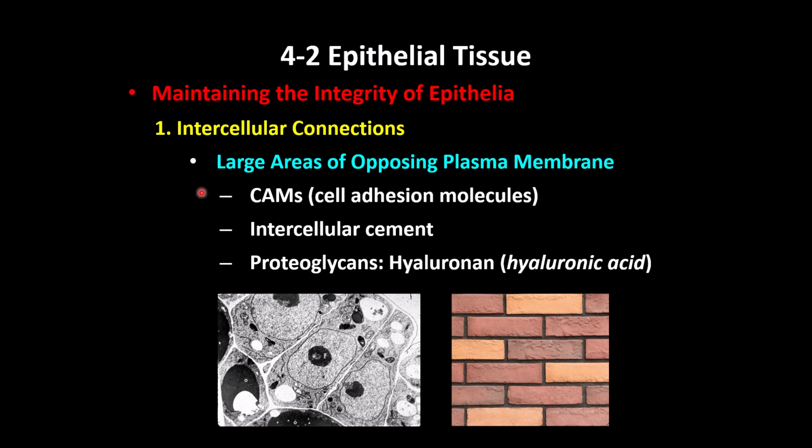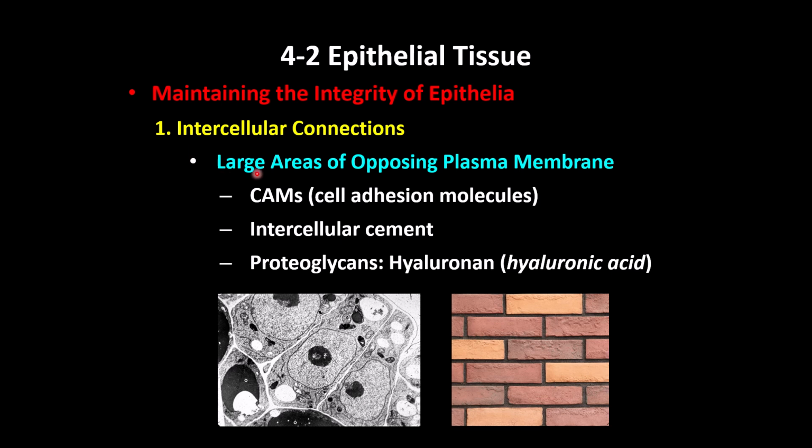To maintain the cellularity, these cells should be connected to each other, and there are different mechanisms for that. So this is how the integrity of the epithelium is kept, because there are different reasons for it. The first one is called intercellular connection, so the connection between neighboring cells. There are two different mechanisms here.